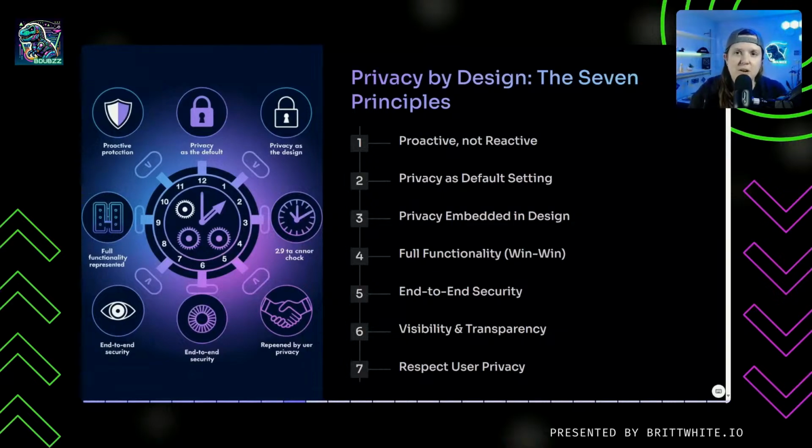Number 4 is what we call functionality. We strive for a win-win situation. Privacy should not come at the expense of usability or functionality. And strong privacy doesn't mean we have to sacrifice this usability. We can absolutely have both. It's not an either-or situation.